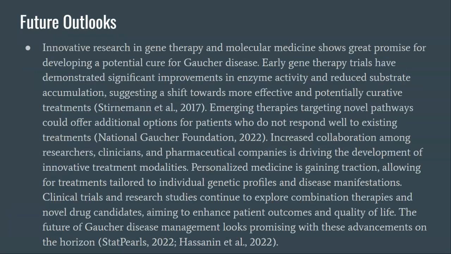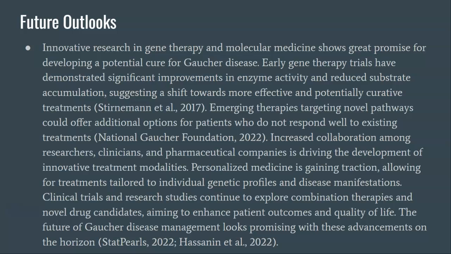Innovative research in gene therapy and molecular medicine shows great promise for developing a potential cure for Gaucher disease. Early gene therapy trials have demonstrated significant improvements in enzyme activity and reduced substrate accumulation, suggesting a shift towards more effective and potentially curative treatments. Emerging therapies targeting novel pathways could offer additional options for patients who do not respond well to existing treatments. Increased collaboration among researchers, clinicians, and pharmaceutical companies is driving the development of innovative treatment modalities.